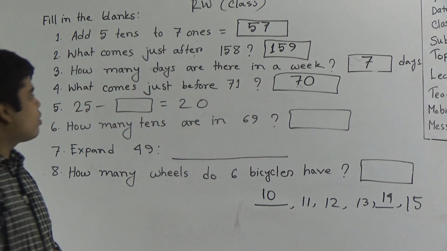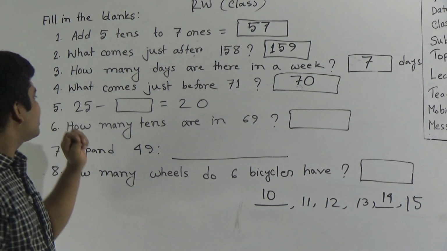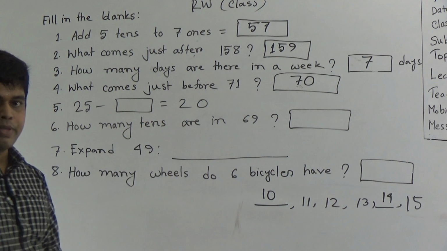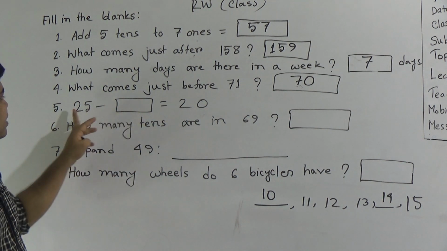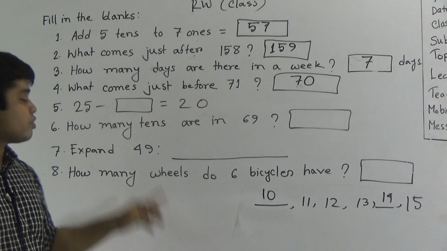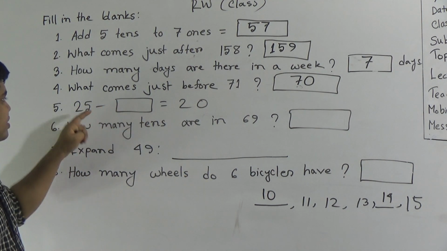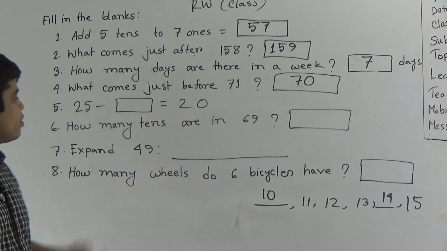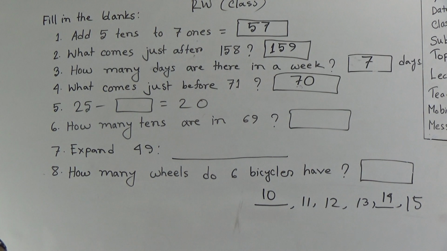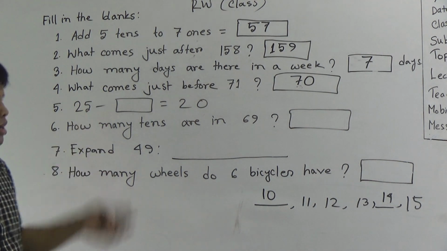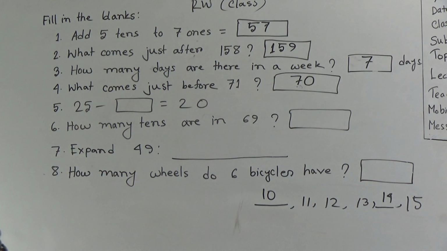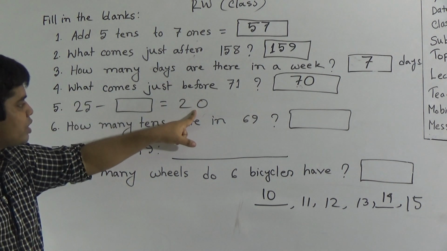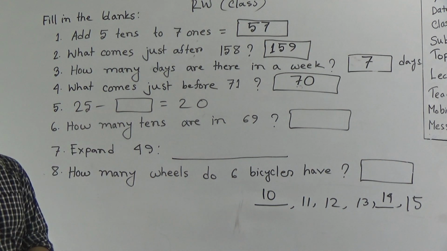Now question number 5. My dear students, 25 minus box equals 20. That means a number which is subtracted from 25 and we get 20. So we need to find out that number. How can we find it? If this type of math is given, then you subtract this 20 from this 25 and you get the answer. I hope you have understood.